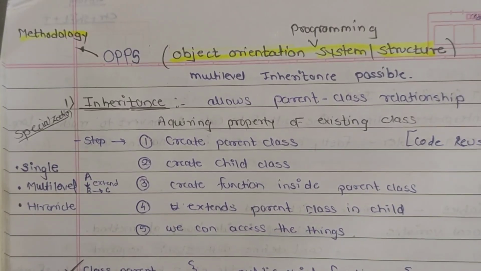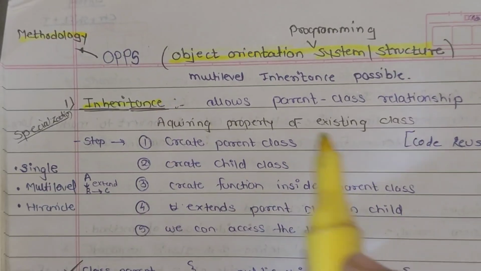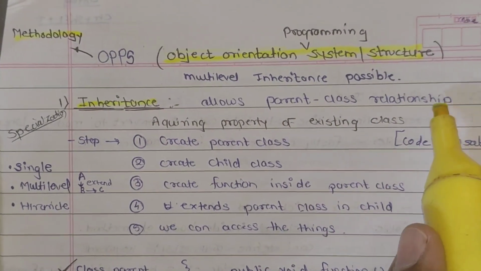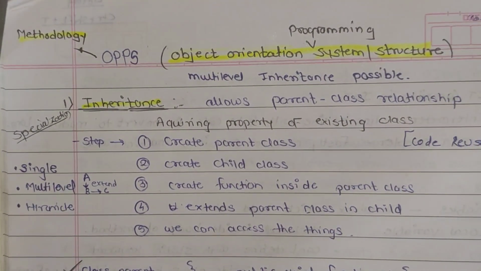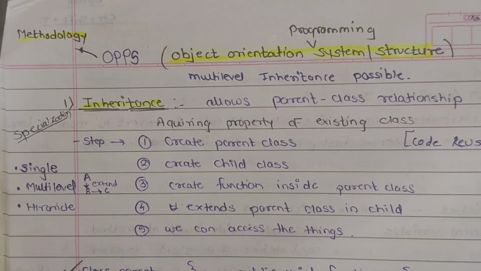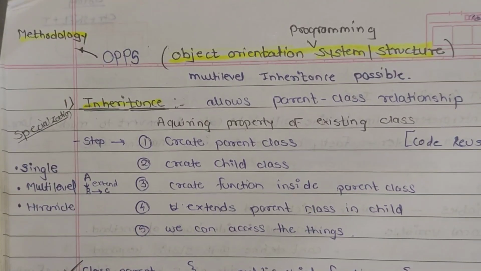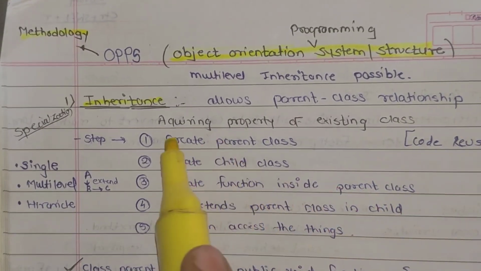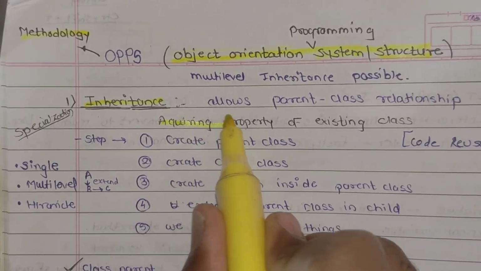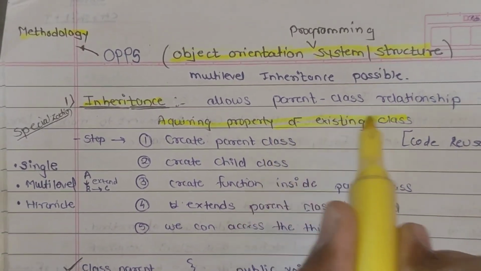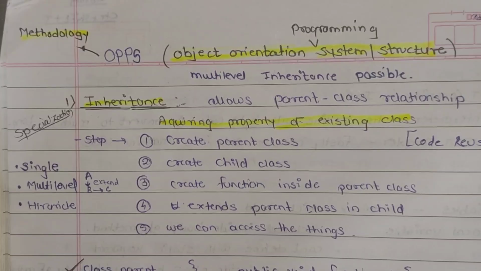So first one is inheritance. What is inheritance? It allows a parent child relationship, meaning there is one parent class and one child class. We call the parent a superclass and the child a subclass or derived class. So when we want to show the relationship between the parent and child class, then we use inheritance. What will happen inside that? The child class acquires all the properties of the existing class, meaning the parent class.